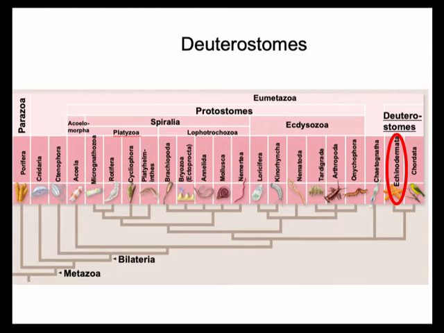So now we're going to look at the Deuterostomes. There are two main phyla within the group of Deuterostomes. We have echinoderms and chordates. So let's look at echinoderms first.